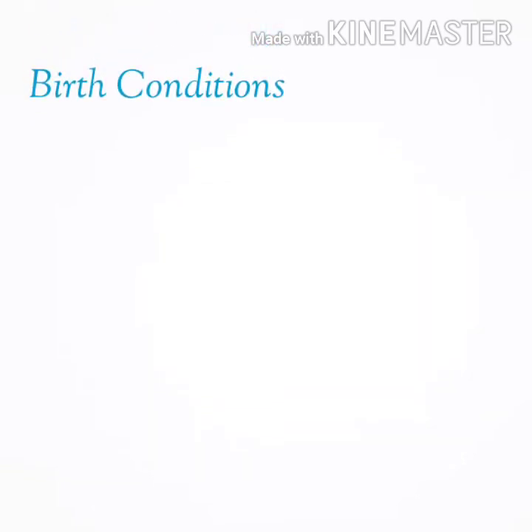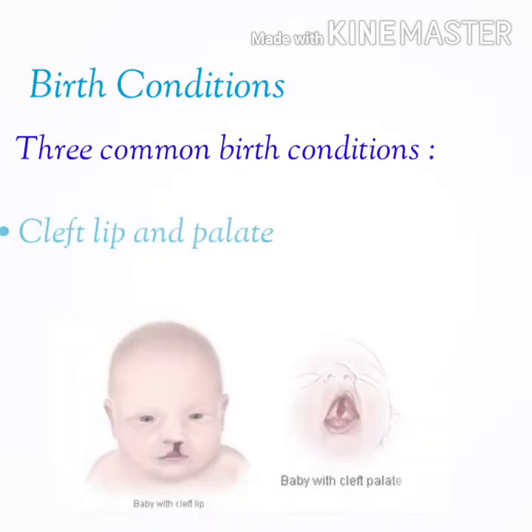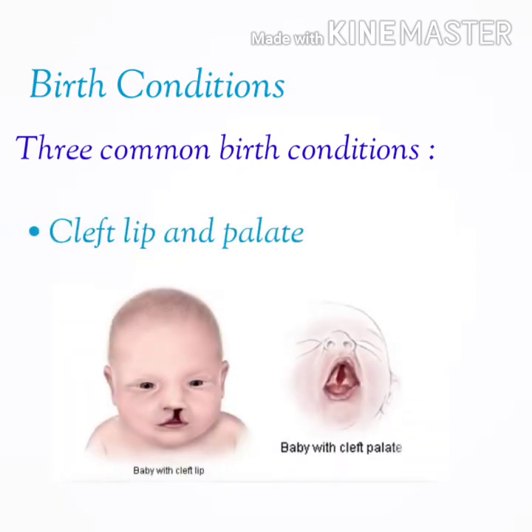So, birth conditions. So, there are 3 common birth conditions. So, first is the cleft lip and palate. So, a cleft lip, sometimes called a hare lip, is an opening or a gap in the upper lip, often connected to the nose. So, this means the child's lip has an opening. So, I have here an illustration. So, the children with cleft lips may suffer difficulty with speech.